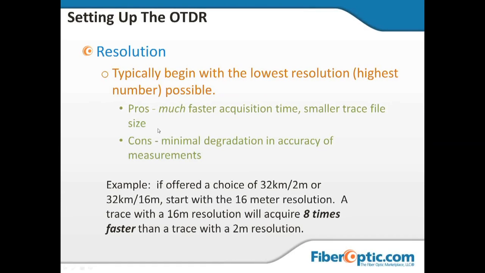You start saving a whole lot of traces, you're going to have a whole lot of data taken up on whatever storage device. Now, the flip side of that, we talked about the pros, the cons, is that there is a slight degradation in your measurement distance accuracy. But if you know where your splices are, and you're off by 5 or 6 or 7 meters on your OTDR trace, is that really the end of the world?